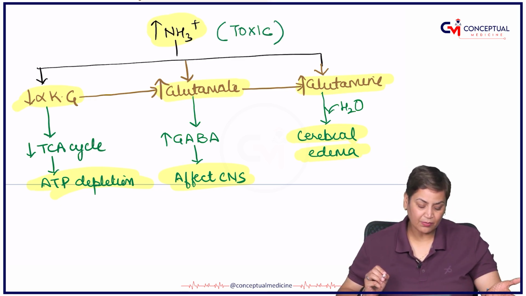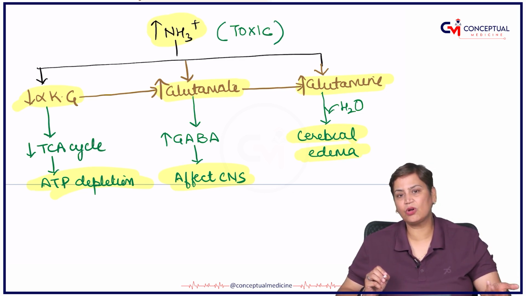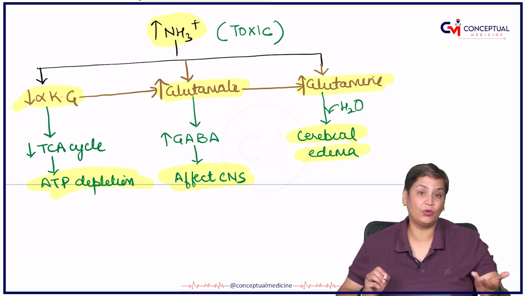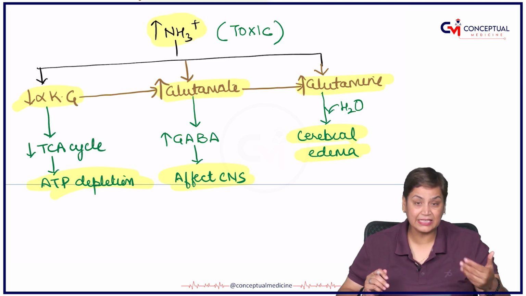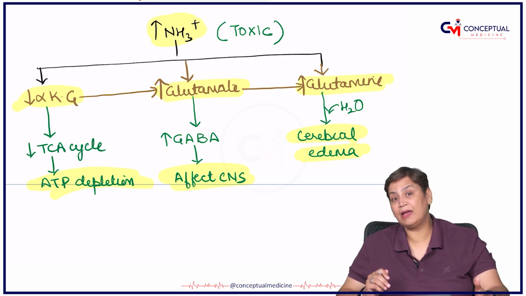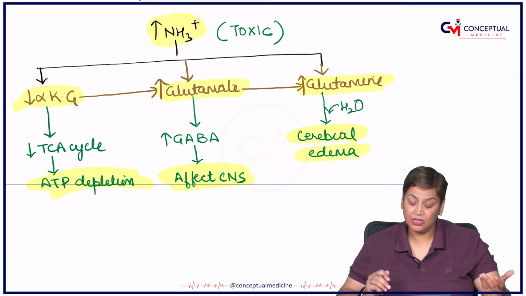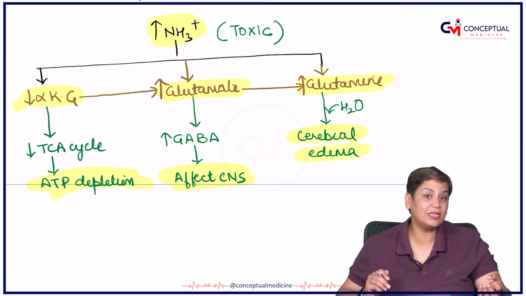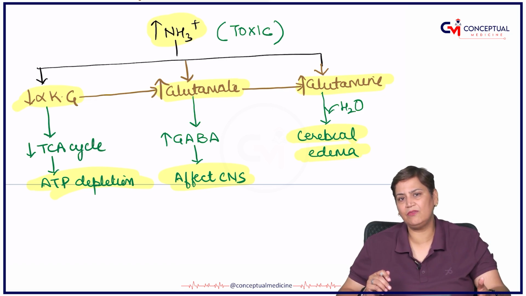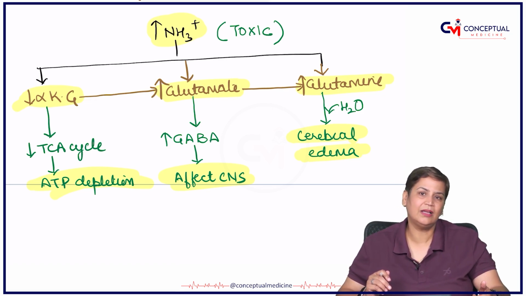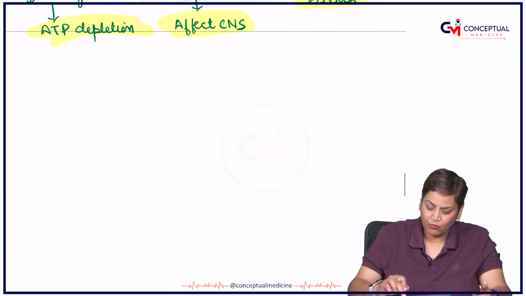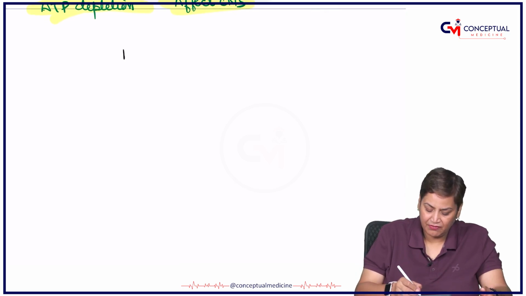Okay, so what is the moral of the story? If something is toxic, it has to be excreted out from the body. And ammonia can be excreted only by forming urea, which occurs in the liver. So now the question is how this ammonia is transferred from the brain to the liver and from the muscles to the liver. So what is the fate of this toxic ammonia?